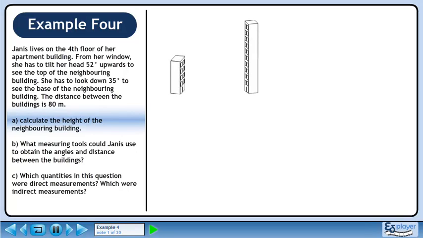Janice lives on the fourth floor of her apartment building. From her window, she has to tilt her head 52 degrees upwards to see the top of the neighboring building. She has to look down 35 degrees to see the base of the neighboring building. The distance between the buildings is 80 meters. In Part A, we'll calculate the height of the neighboring building.